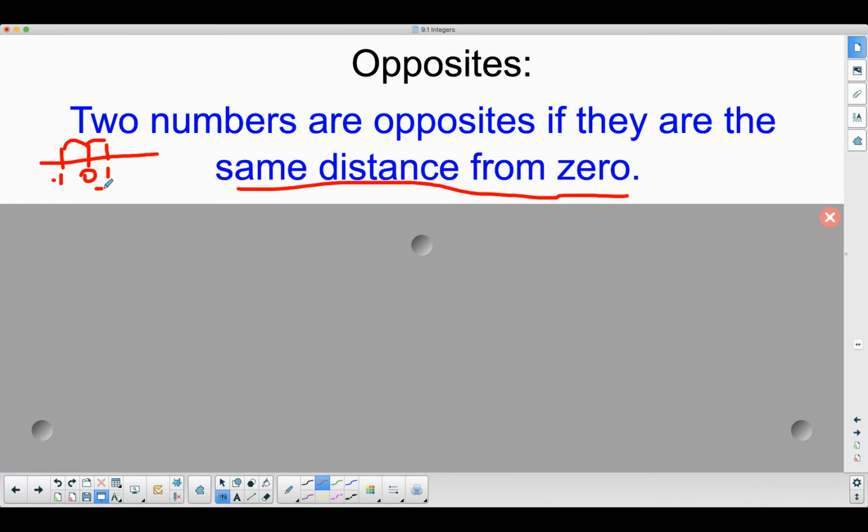One thing to notice is that when we write positive numbers, we don't have to put the positive sign in front of that. We just know that they're positive. But when you have a negative number, you need to make sure that you do put that negative sign.